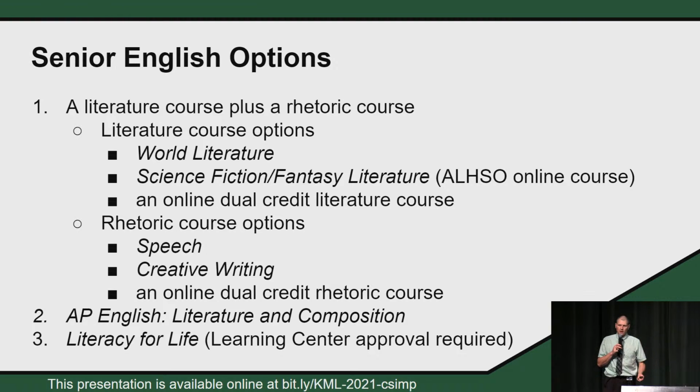Another option, other than that pair of a literature and a rhetoric course, is to take AP English Literature and Composition. That's a full year course that fulfills the senior English requirement. And then finally, there is also a course called Literacy for Life, which is typically a course that students who are not college bound will take. That's a course that if your student works regularly with Mrs. Krause in the Learning Center, she will probably approach you about your student taking that course the next year.